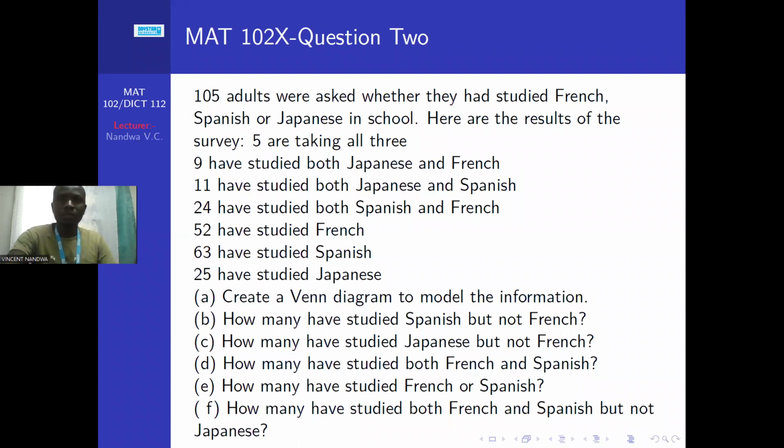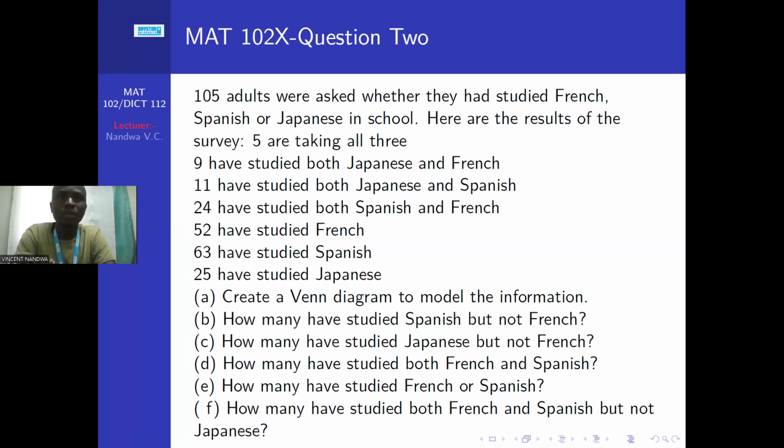We discussed this problem, which involves a study about adults who had studied either French, Spanish, or Japanese languages in schools. So 105 adults were asked whether they had studied French, Spanish, or Japanese in school. And the results of the survey were as follows. 5 had studied all the 3 languages.